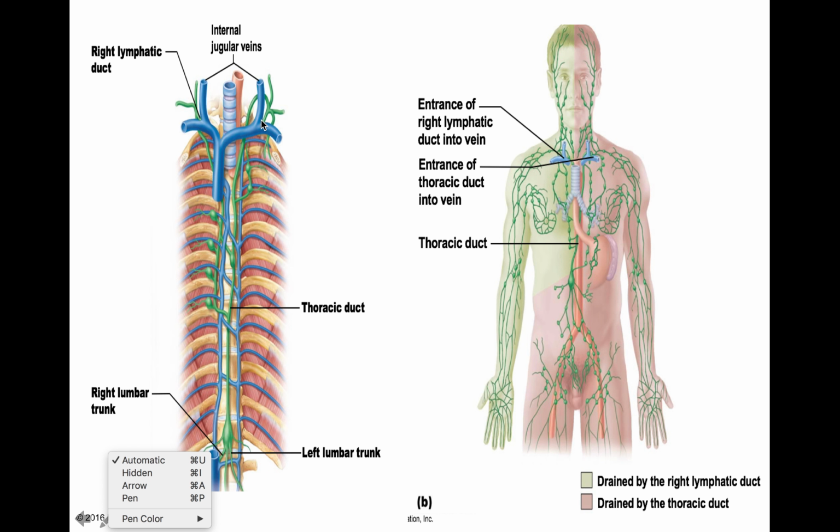Do understand that I can give you questions about which of the ducts would be collecting from specific regions of the body. For instance, if I say the fluid leaked from the right arm is collected by, your answer would be the right lymphatic duct. But if I ask where the right leg fluid is collected by, then your answer would be the thoracic duct.